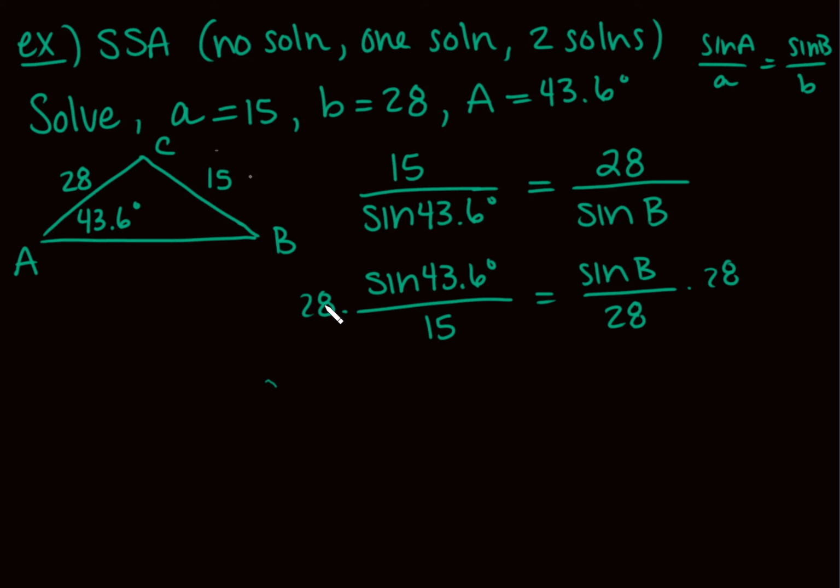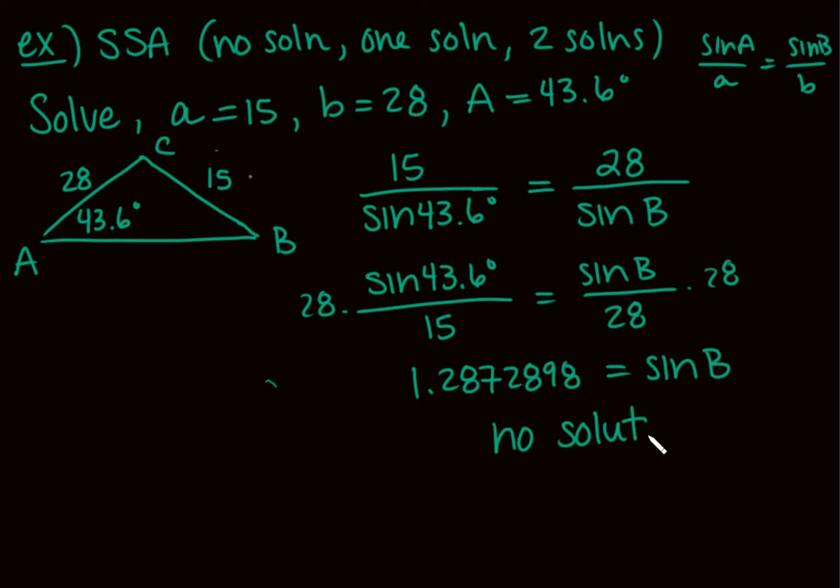All right, I'm going to do that in my calculator. 28 times the sine of 43.6 divided by 15. And here's what we get. I get 1.287289815 equals the sine of B. And if you look at this, this isn't possible, okay? So it's not possible to actually take the sine of an angle and get something that is bigger than 1. So this has no solution.